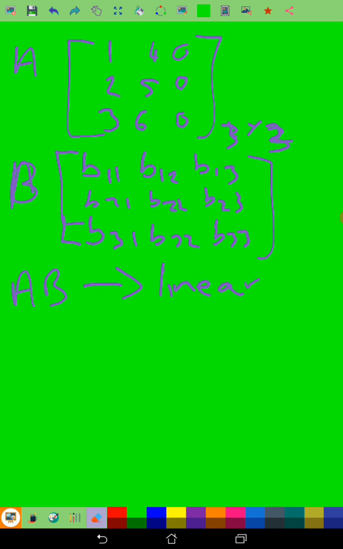The linear combination. To make it easier, I'll just rewrite it. So it's going to be B11 times 1, 2, 3, and then you have B12 times 4, 5, 6. We have B13 times 0, 0, 0, and so this is the first entry. So we have to do this for all of them. This will just give us the first row of the product.